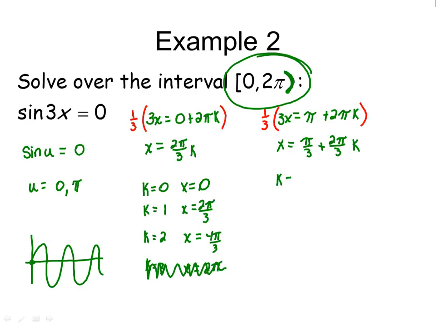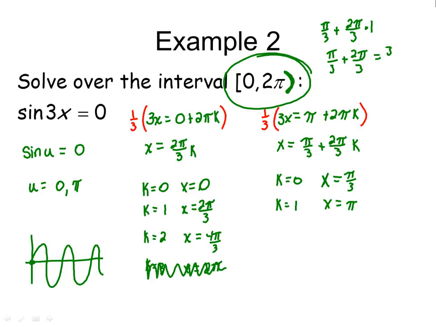Okay, so if k is equal to 0, what is x equal to? Good. If k is equal to 1, what is x equal to? Should be equal to pi. Watch this. You have pi over 3 plus 2 pi over 3 times 1, which is 2 pi over 3. So you have pi over 3 plus 2 pi over 3, which is going to be 3 pi over 3, which is pi.